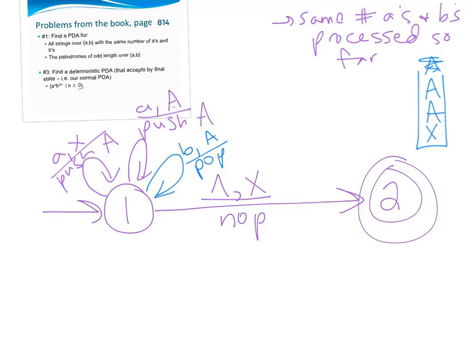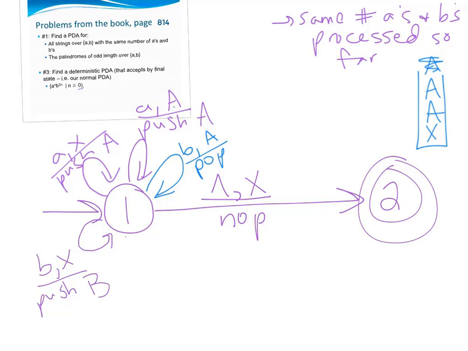So that's the first half. But that doesn't take into account any situations where we have more B's than A's at a given time in our string. So we need to essentially do the corresponding rules for the other side. If the number of A's and B's I've processed so far is even, so there's an X at the top of my stack, and I see a B, let's push a capital B instead. So now we're using the stack to hold a record of how many extra B's there are.